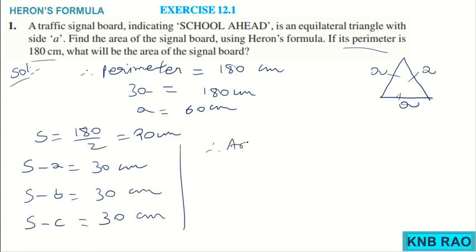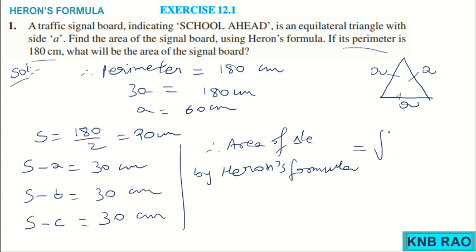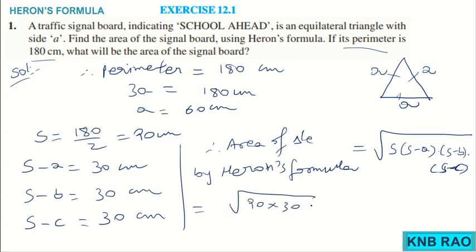Therefore, area of triangle by Heron's formula is root under s into s minus a into s minus b into s minus c. I am writing here because of lack of space. It implies root under 90 into 30 into 30 into 30.